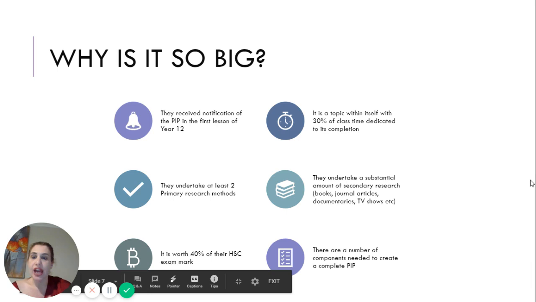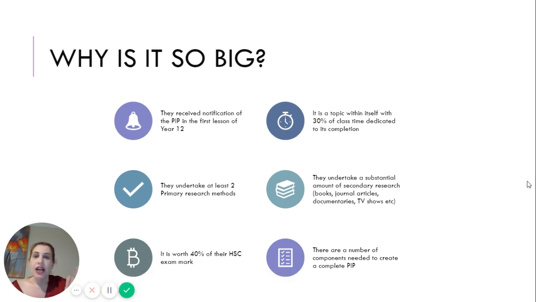So why is it so big? They do receive notification of this task in the first lesson of year 12. They also know it's looming. Some kids do drop it as a subject because it's coming and they're concerned and they're not sure they're going to manage it, or they're doing other subjects with projects. If they are doing other subjects with projects, they really need to be on top of everything and managing their time appropriately. It's a topic within itself, and 30% of class time is actually dedicated to its completion, sometimes through teaching of skills, sometimes through them just doing it.